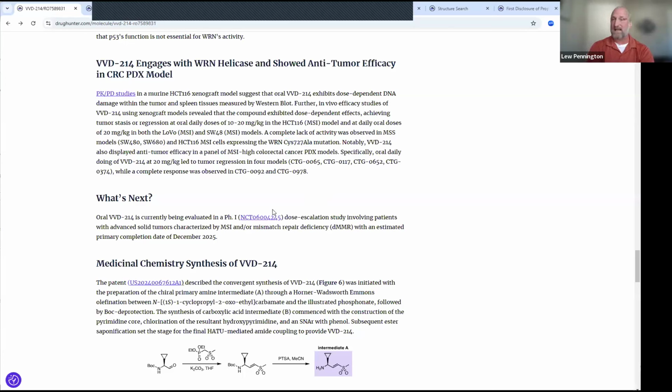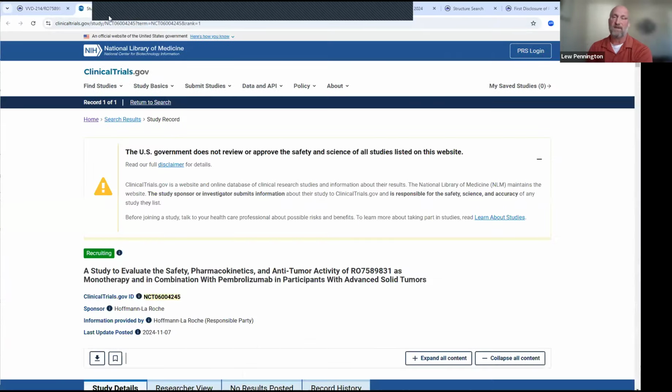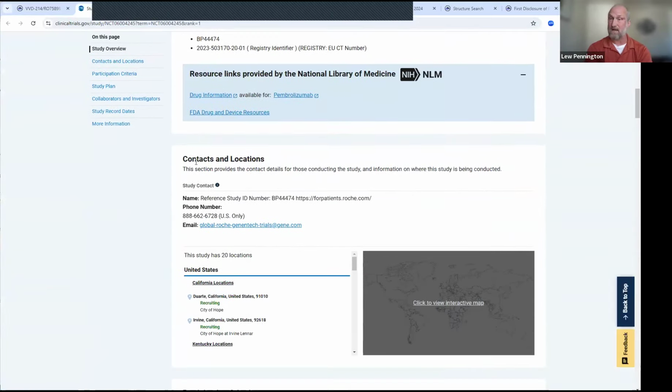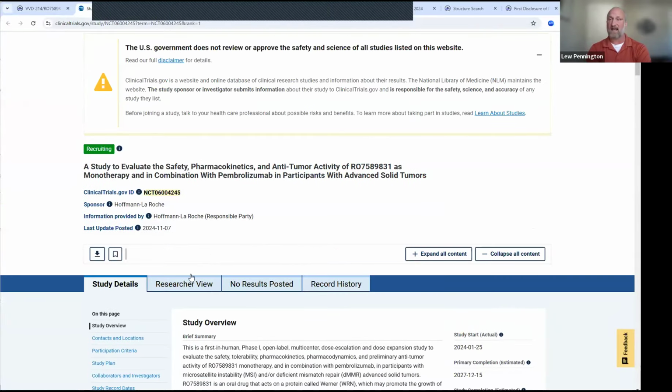So then what's next? If you click on that link there, we provide information for the clinical trial. So you go right to clinicaltrials.gov. And if you really want a lot of information about how they're testing this molecule in the clinic, you can get that if you desire.